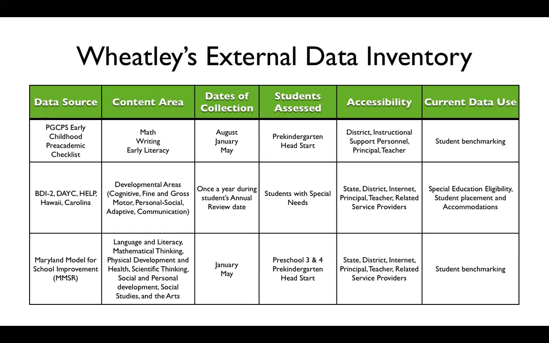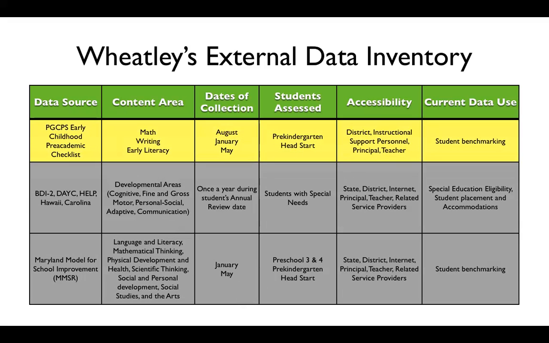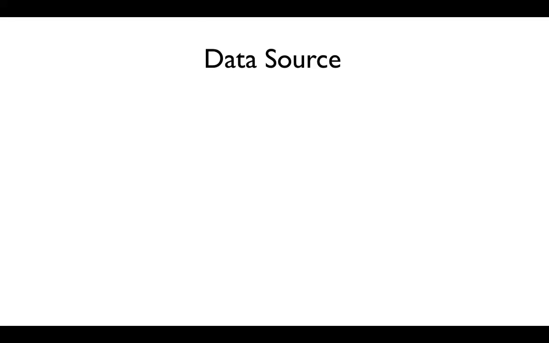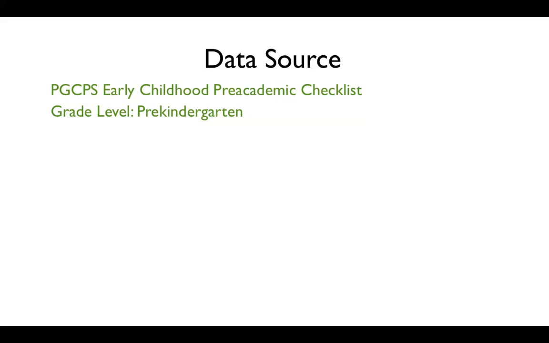Last year, our special educators and related service personnel conducted a lot of standardized testing for our students with special needs. We also gathered data for the Maryland Model for School Readiness, which looks at all developmental areas, including the arts, for all of our 3 and 4-year-old students with special needs, as well as our pre-K and Head Start students. For the purpose of this presentation, we are going to focus on the pre-academic checklist. Our data source will be the Early Childhood Pre-Academic Checklist, and the grade level will be pre-kindergarten.